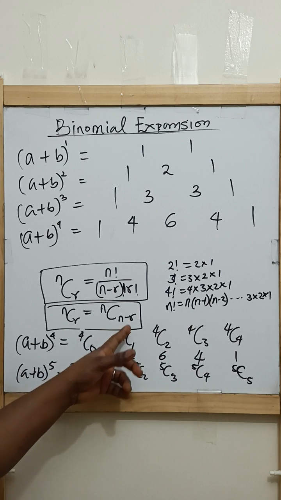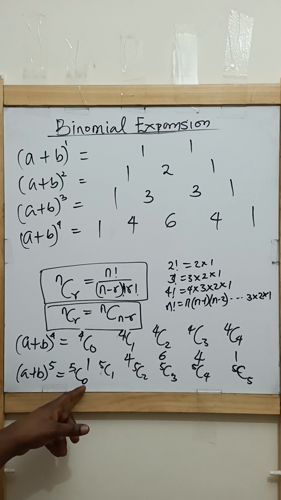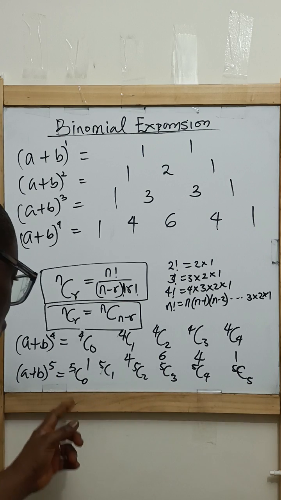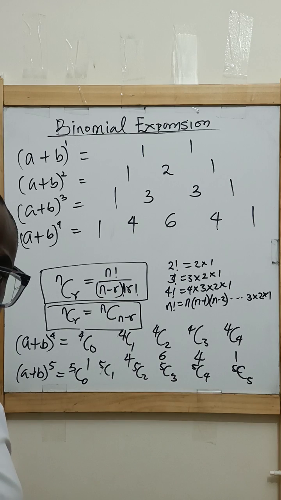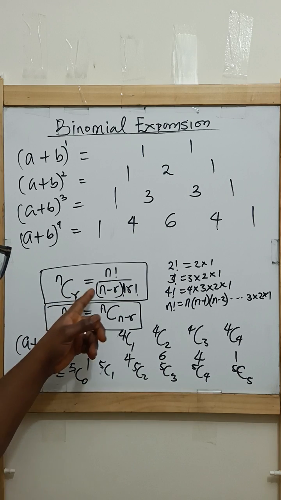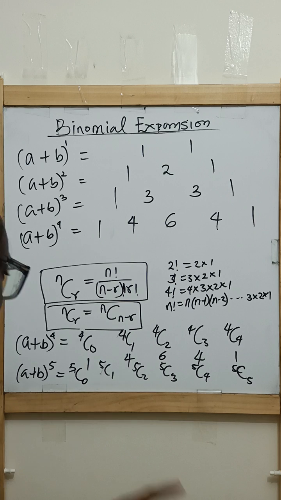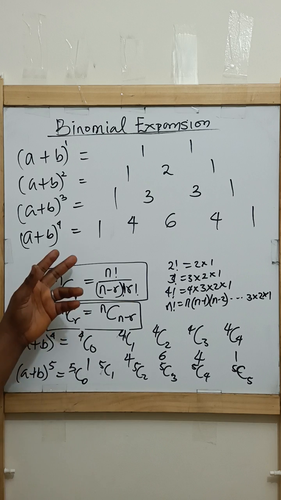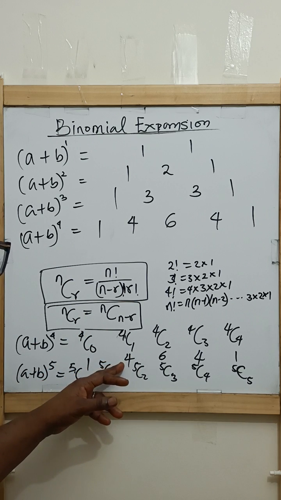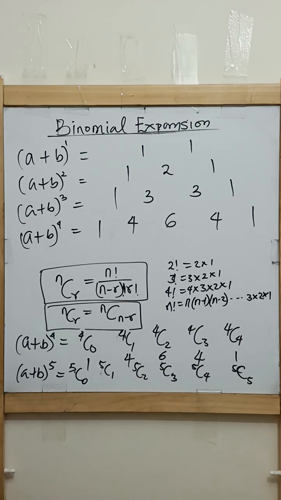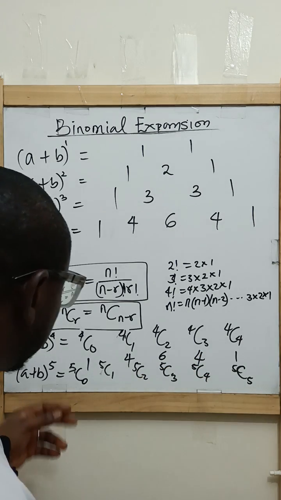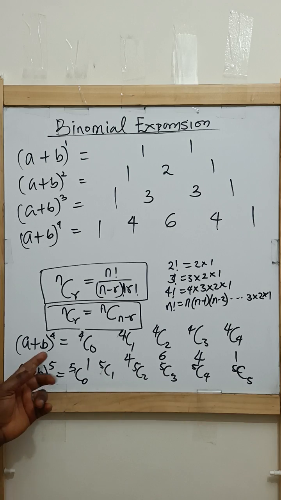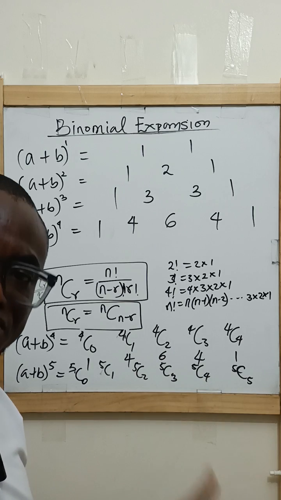We're also using the other formula as well. We know that 5C0 is the same thing as 5C5. 5C0 is 1, and 5C5 is 1. Even if you apply the formula, you're still going to get the same thing. 5C1 is 5, like we saw earlier when 4C1 was 4, and 4C3 is also 4. So this formula shows that we can use combination to represent the coefficients.